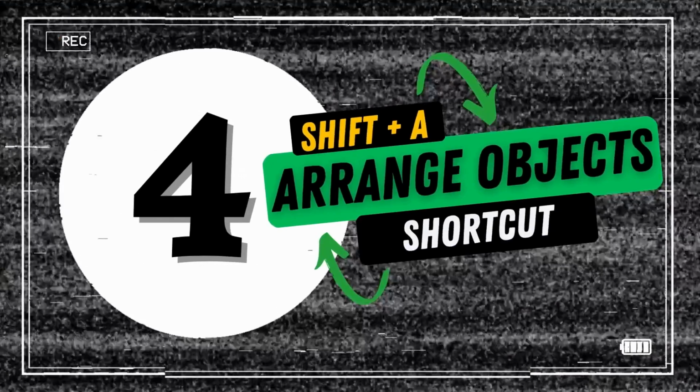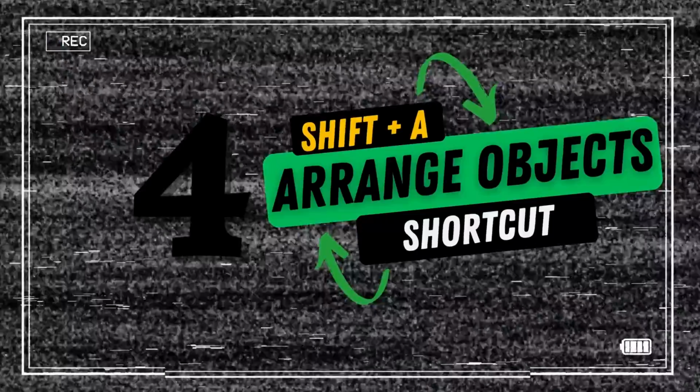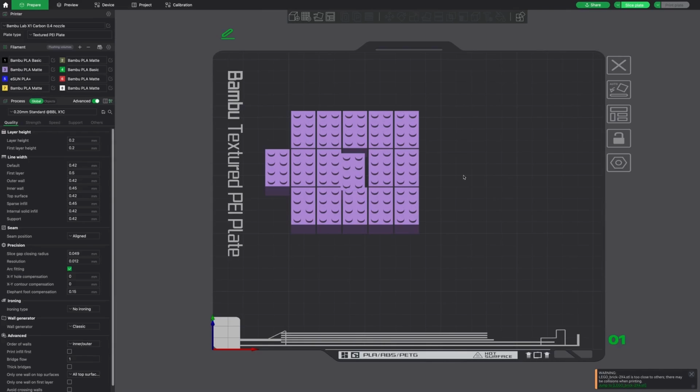Number 4 is auto-arranging your objects. That is Shift-A on both Windows and Mac.